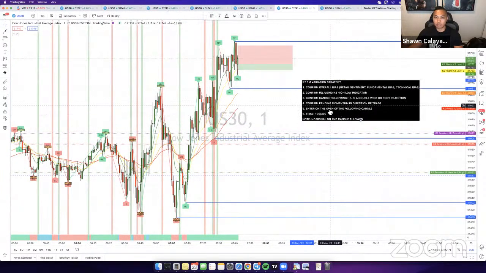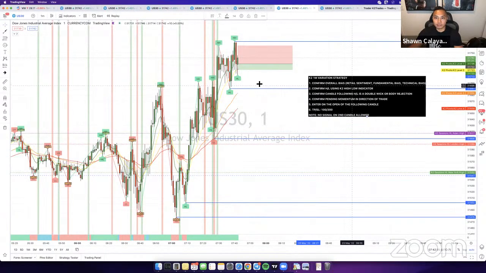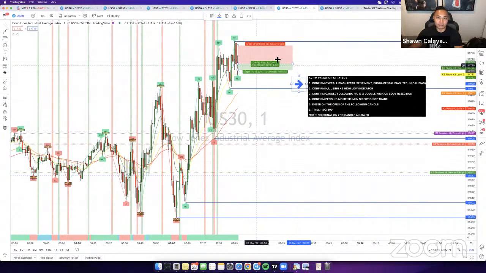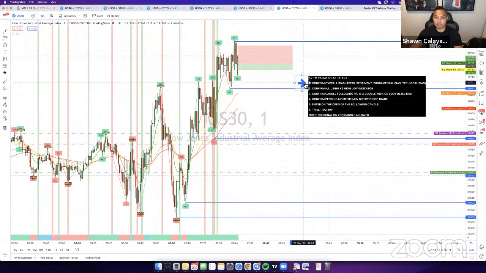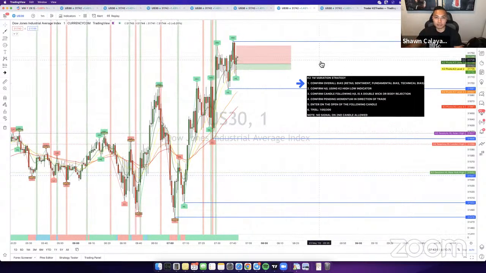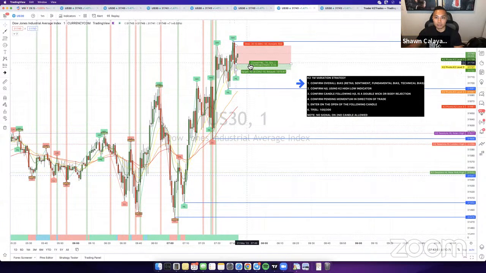The requirements for the V1 right here, Brian. You want to confirm the overall bias. Again, this is another reason why I wouldn't take the trade. I would want to take it, but I wouldn't because there's no overall bias. Retail sentiment is a sell, fundamental bias is a buy, technicals are a buy. So they conflict here. You can take trades in either direction. They'll probably both work, but there's no clear direction. So you're not going to be overly confident that price is actually going to hit, even though it did hit right here. These are the requirements for the V1.